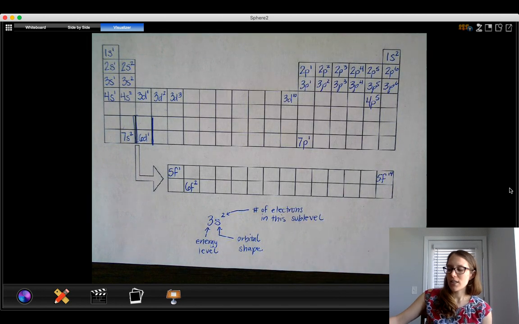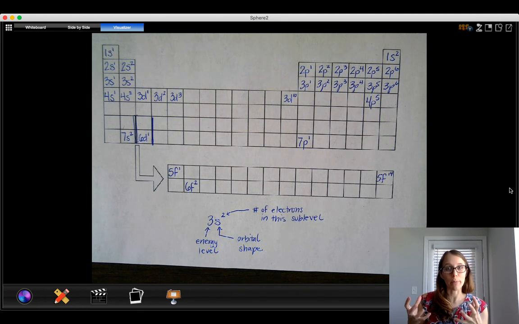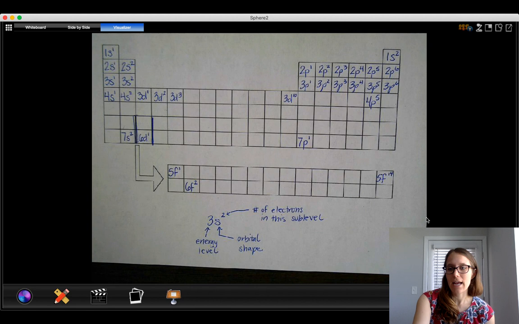Okay. All right, so that's an introduction to what we've seen so far, looking at the energy levels and looking at these different orbital shapes. And we will continue on next time by looking at how we write what are called electron configurations in order to show these electrons.